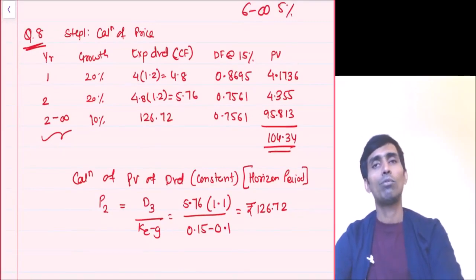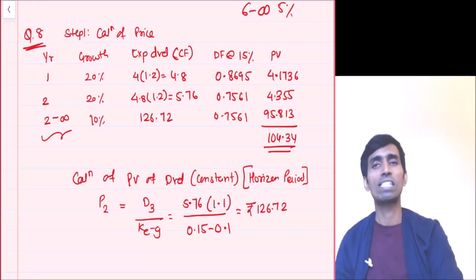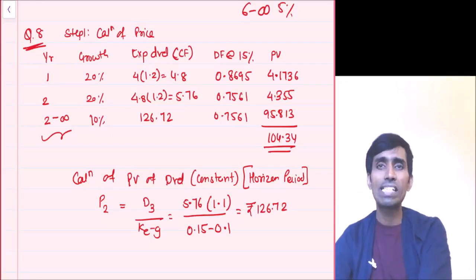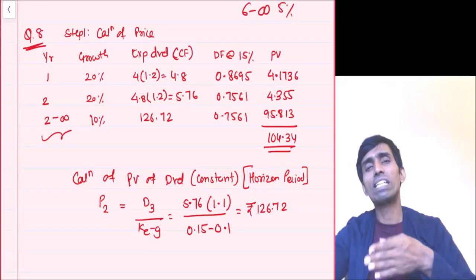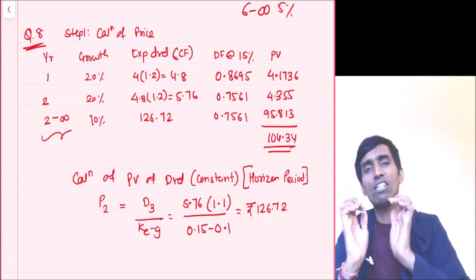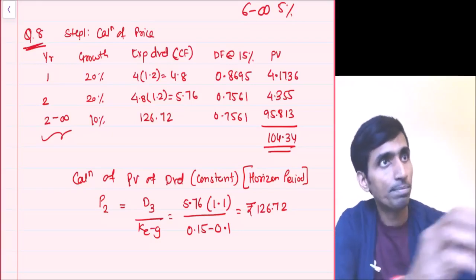For 2 years it will grow at 20%, and from 2 to infinity it will grow constantly at 10%. Then what is the value of the share today? 104.34. What is 126.72? From 2 to infinity, if the dividend grows by 10%, that is the value of the dividends at that point. So the stock price at the end of the second year is 126.72. Please copy.